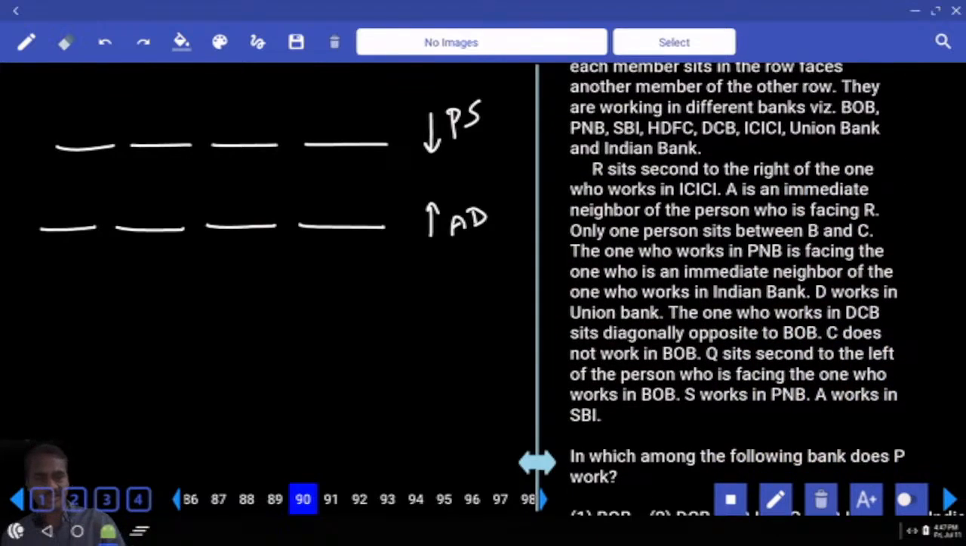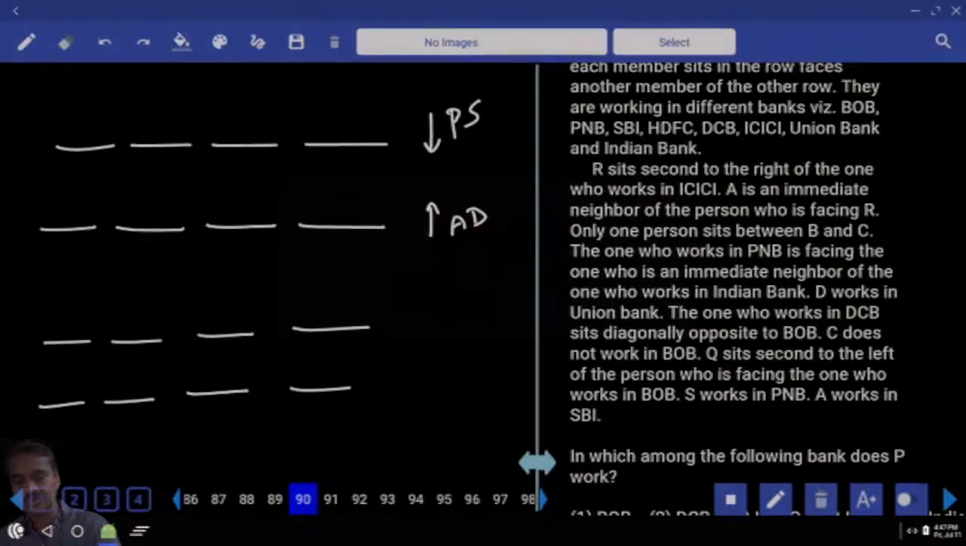R sits second to the right of the one who works in ICICI. Where is this R? And how many possibilities do we have? 2 possibilities. As there are only 2 possibilities, let us start with the second one. R seated second to the right of the one who works in ICICI.